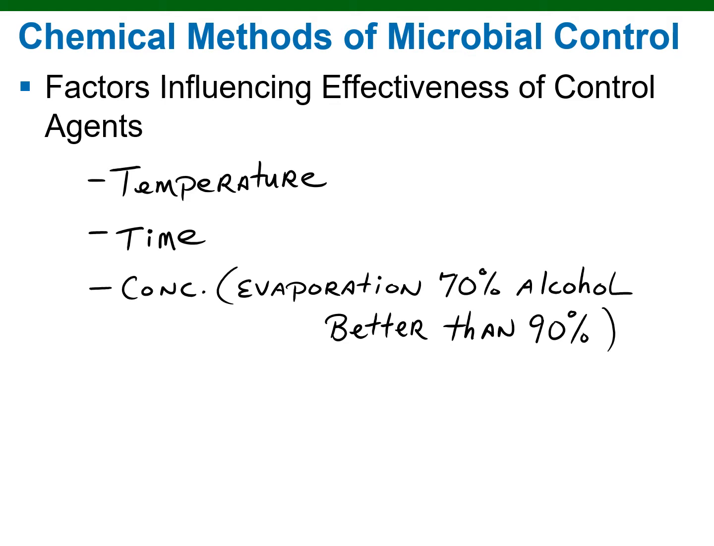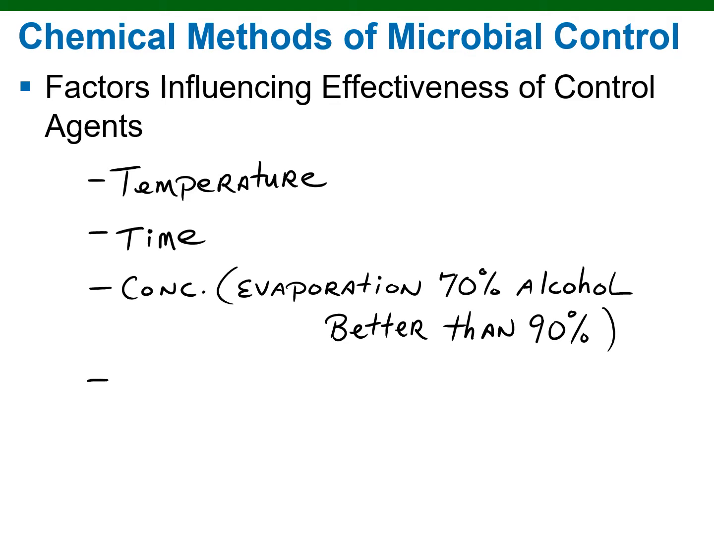At 70%, there seems to be a magical balance between the amount of water that keeps the active ingredient on the surface and in contact, killing bacteria or viruses. And below 70%, you have a reduced amount of active ingredient, and so it's not as effective as 70. Beyond 70, you get too much evaporation and not enough water to keep the active ingredient in contact with the surface.